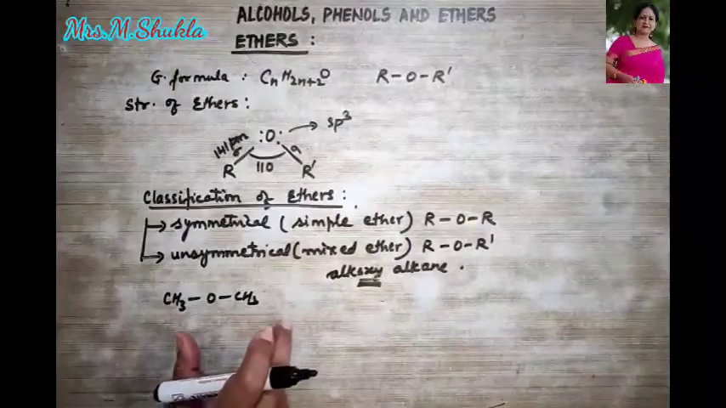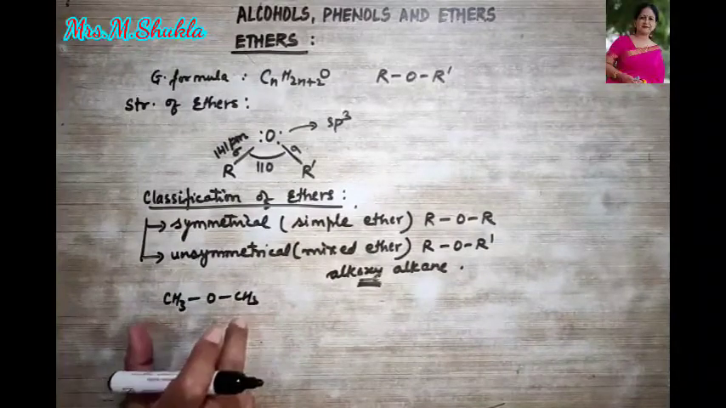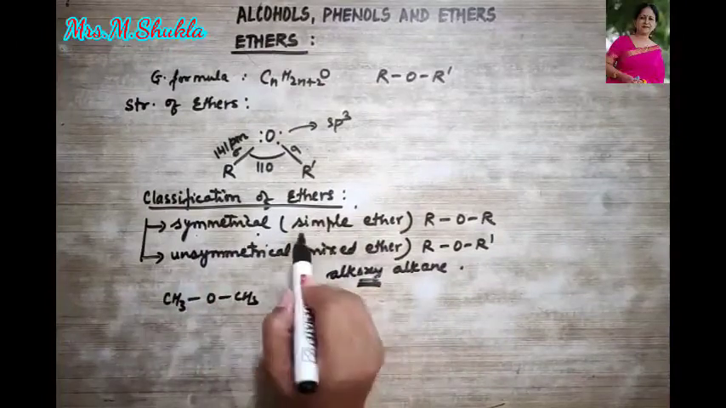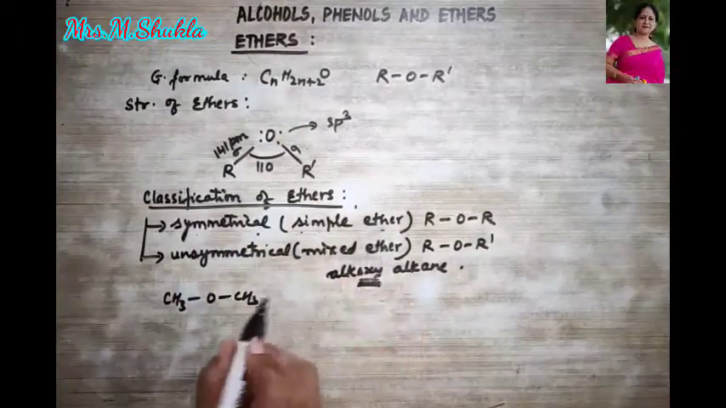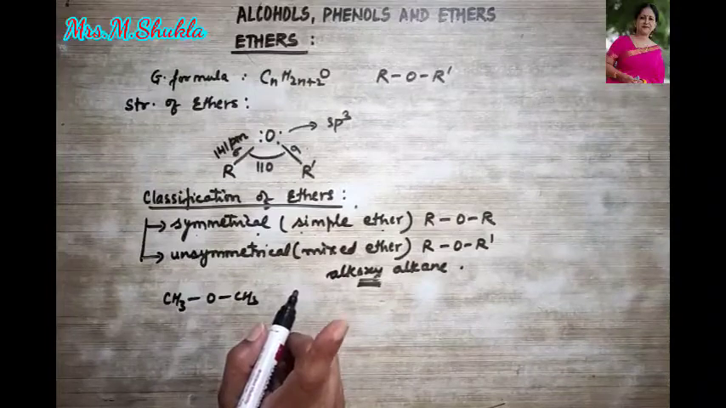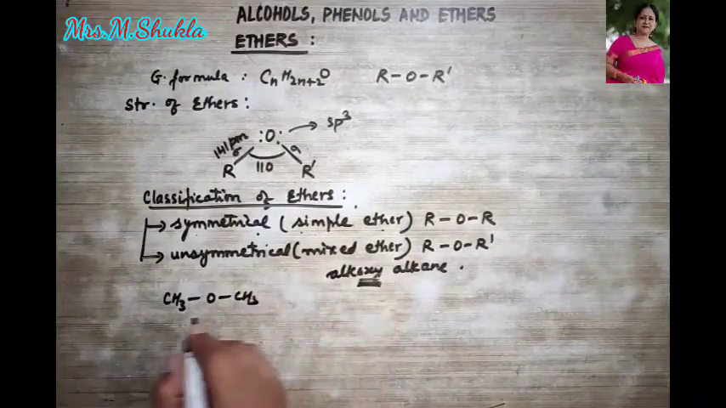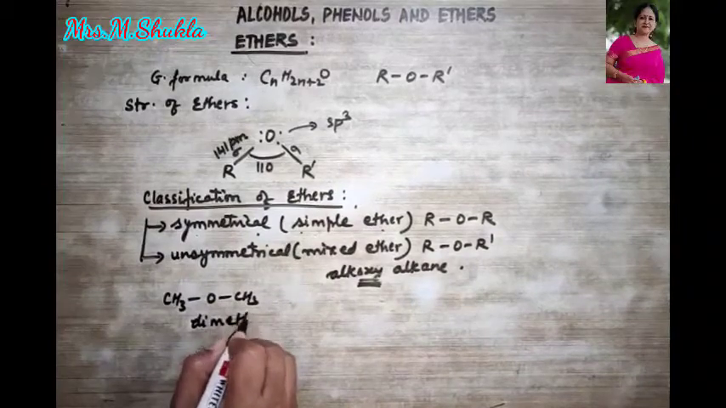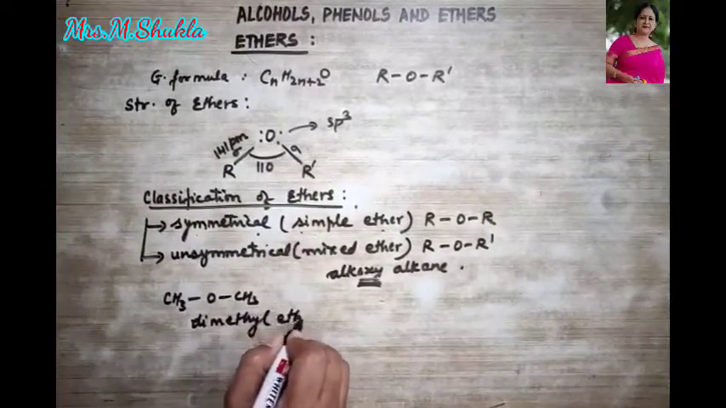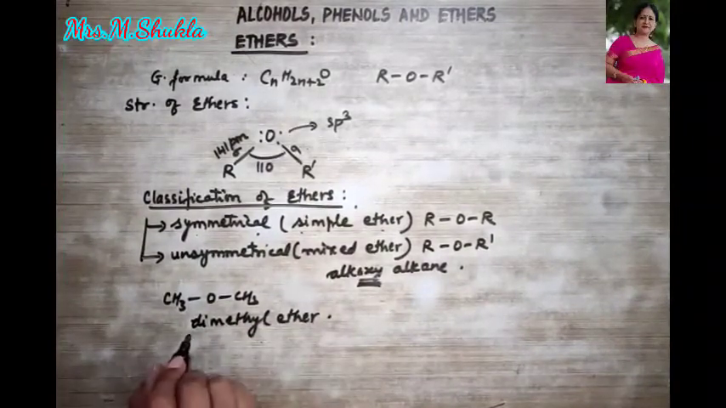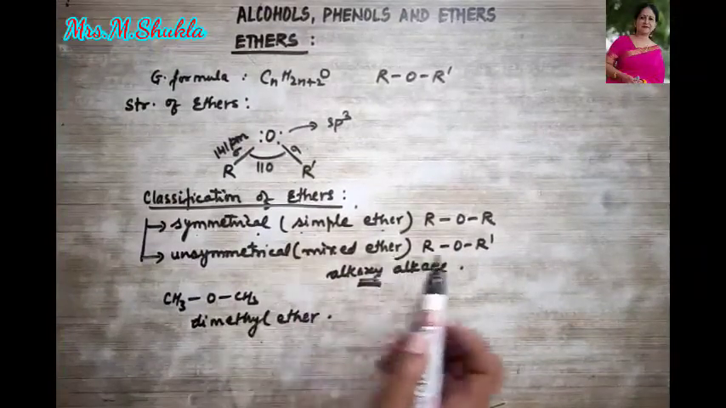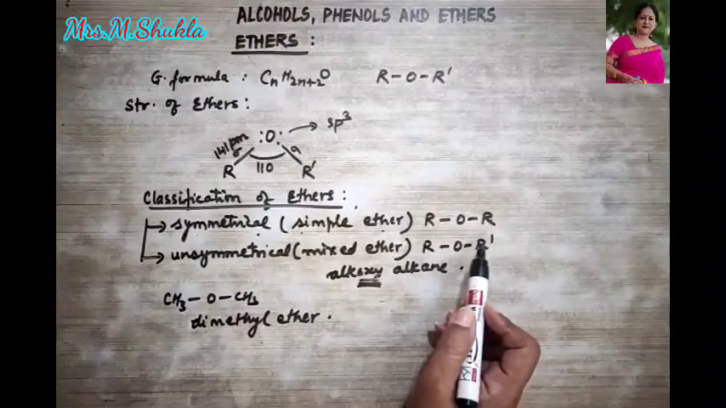For example, say CH3OCH3. When you see that the two alkyl groups are the same, or what we call a symmetrical ether or a simple ether, then the prefix used over here will be di. And therefore, what will be the name of it? It will be dimethyl ether. Clear?